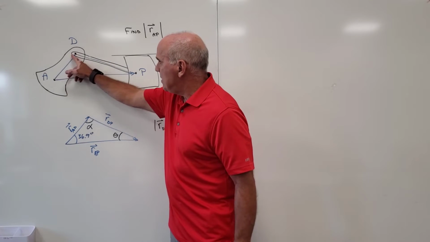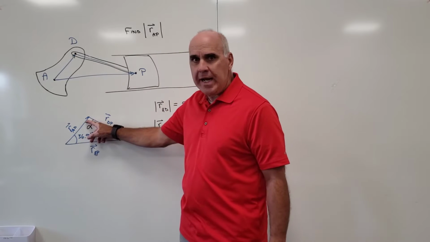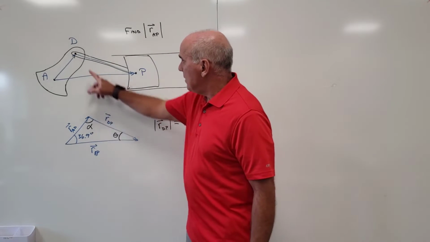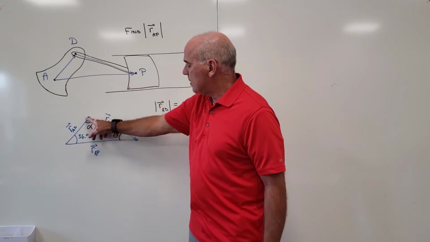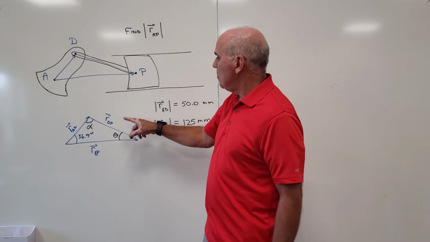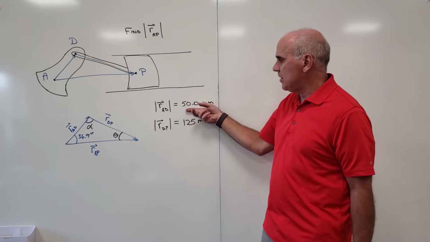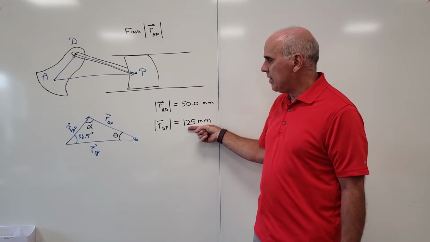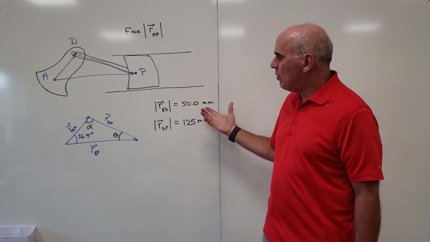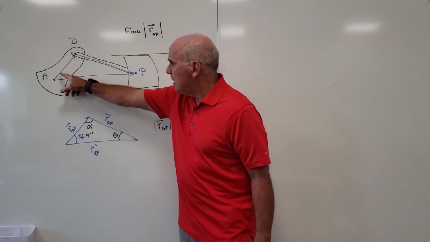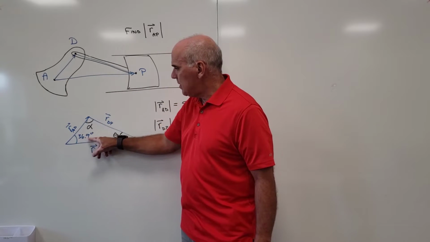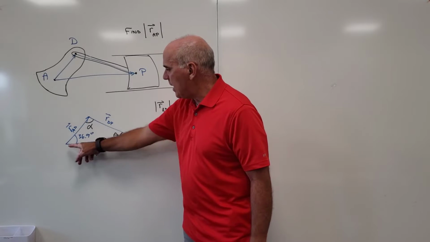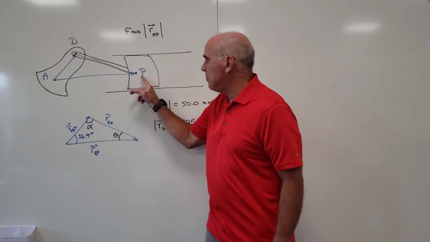Okay, so from A to D, I'm going to mark that as vector RAD, because I'm going from point A to point D. And then from D to P, that's going to be RDP. And those two lengths are known, so we're just going to say that RAD is 50 millimeters and RDP is 125 millimeters. But what we're interested in is when the angle in here is 36.9 degrees, what's the length of RAP? How far is it from point A to point P?